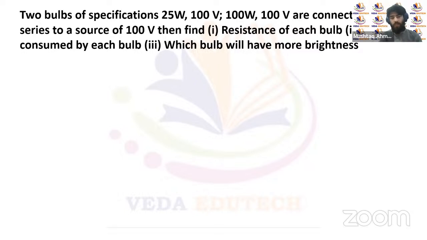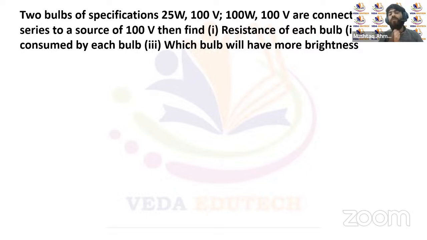So two bulbs of specifications 25 watt and 100 volt, and then we have another bulb of 100 watt and 100 volt. These are the specifications of a bulb. By specifications of a bulb, we mean the specified power and the specified voltage. They are connected in series to a source of 100 volt.